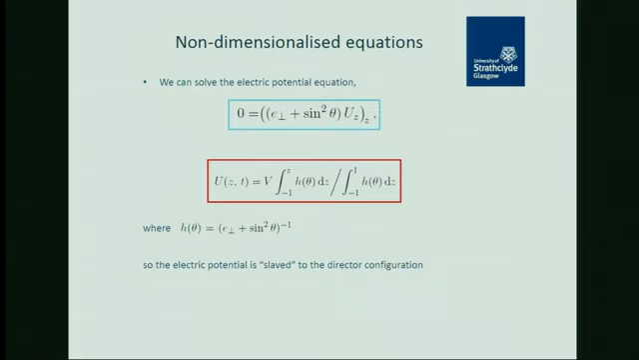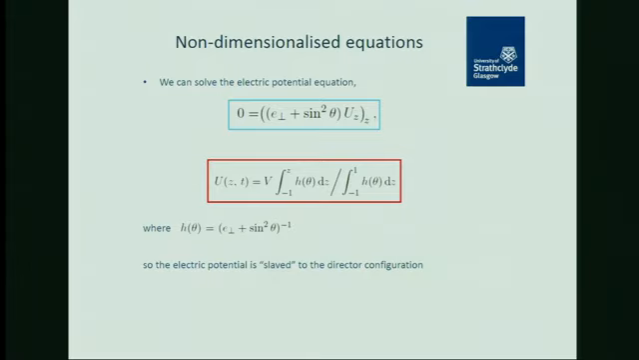And you can see here now that the electric potential is slave to the director configuration. Because of what Maxwell's equations look like and the timescales we're looking at, the electric potential immediately reacts to any change in the configuration of the director, and immediately has this form. And because it does that, it's essentially slave to theta.